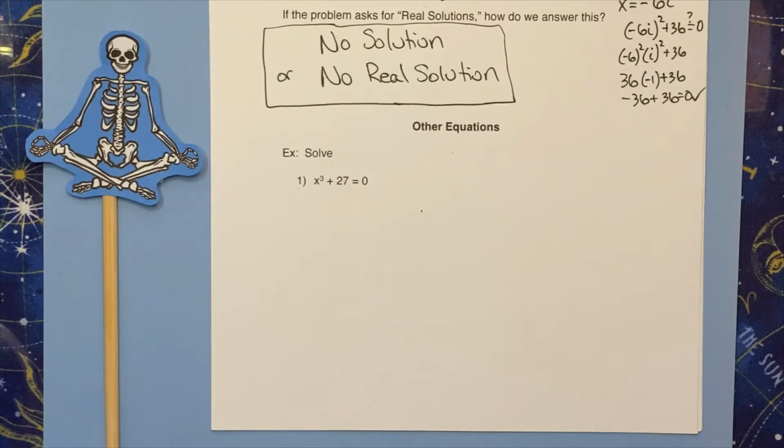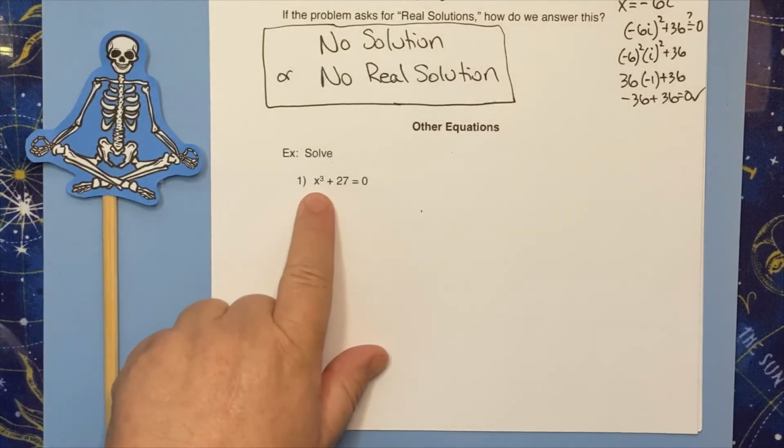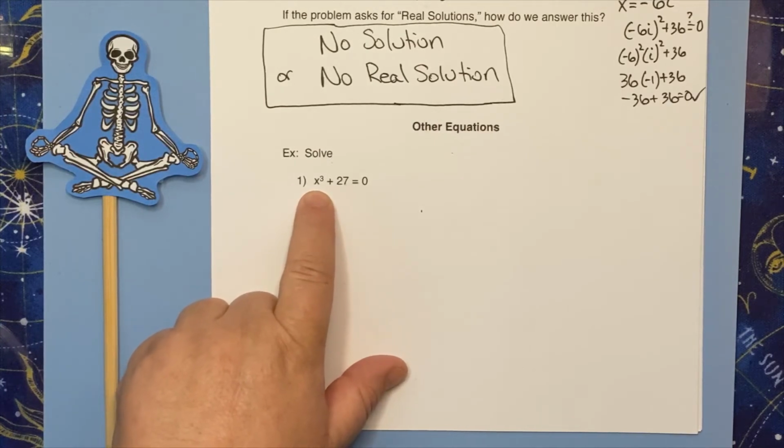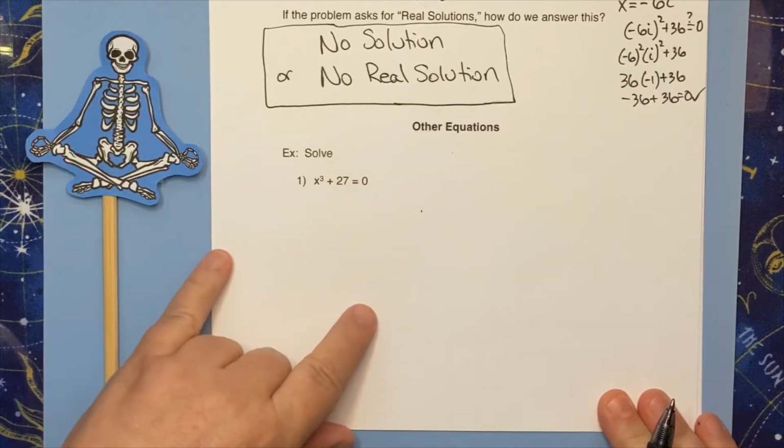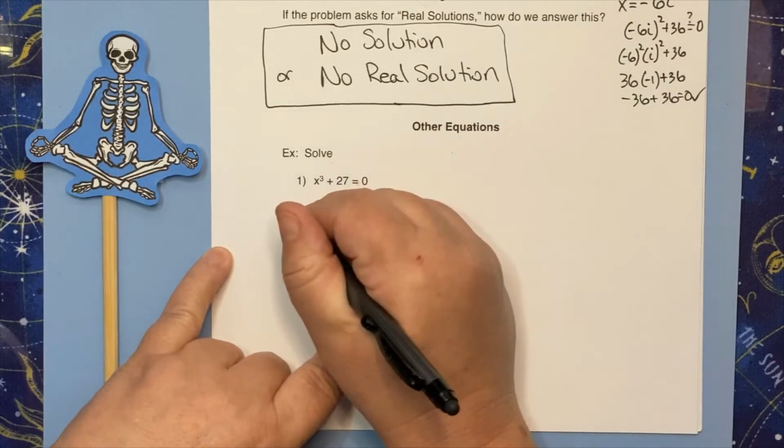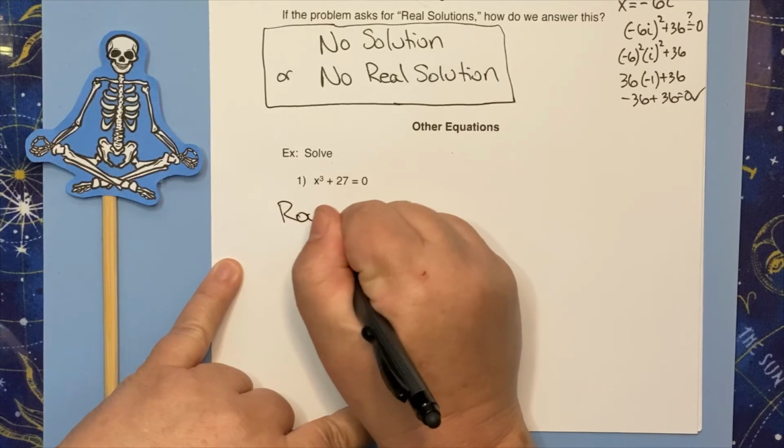But this first one you can also call cubic because it's x cubed. So x cubed plus 27 equals 0. We're going to solve this using exactly the same, so we're going to use the roots method.